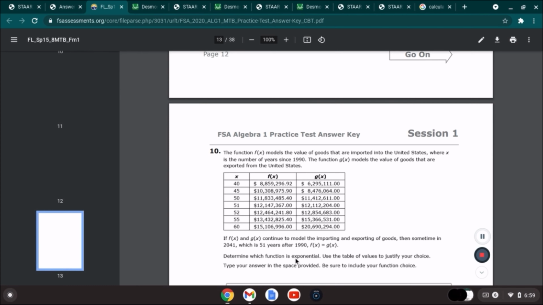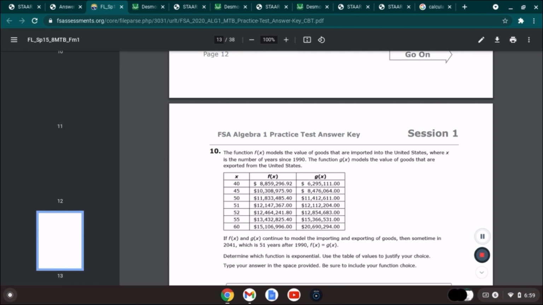So it says determine which function is exponential. Use the table of values to justify your choice. Type the answer in the space provided below. And below we have the answer, but we're not going to get there just yet. So we see that the question is asking us to determine which function is exponential. So let's go ahead and think.